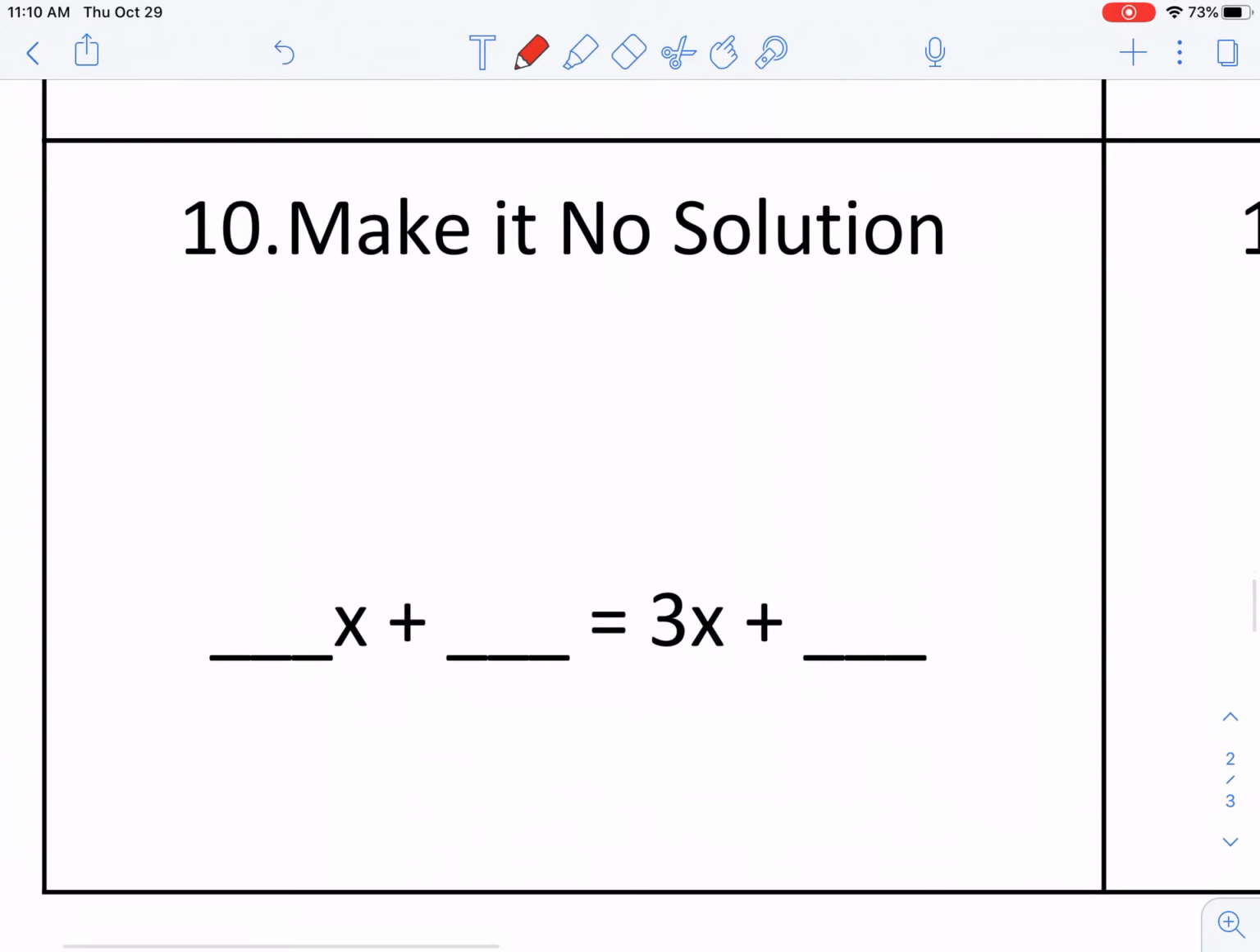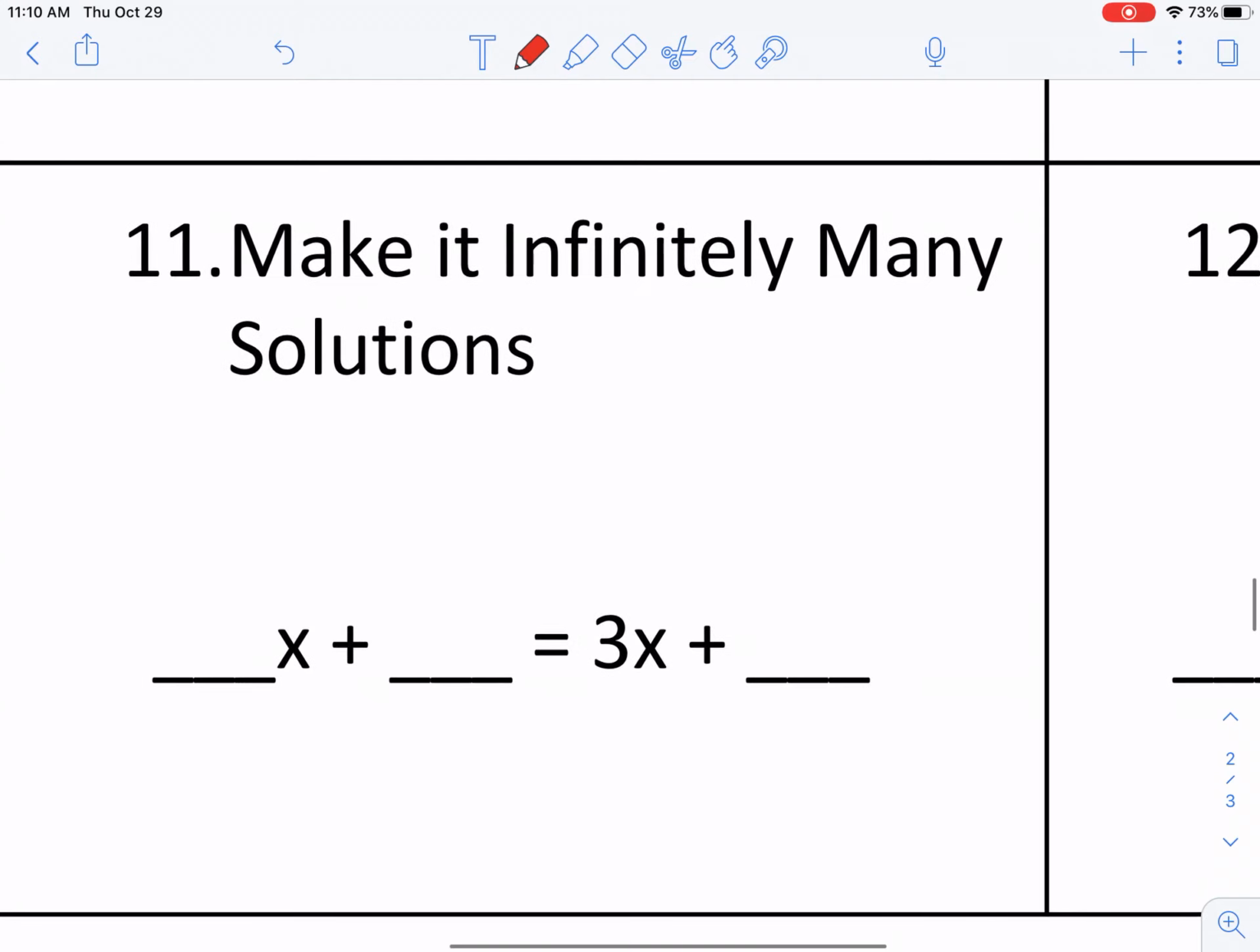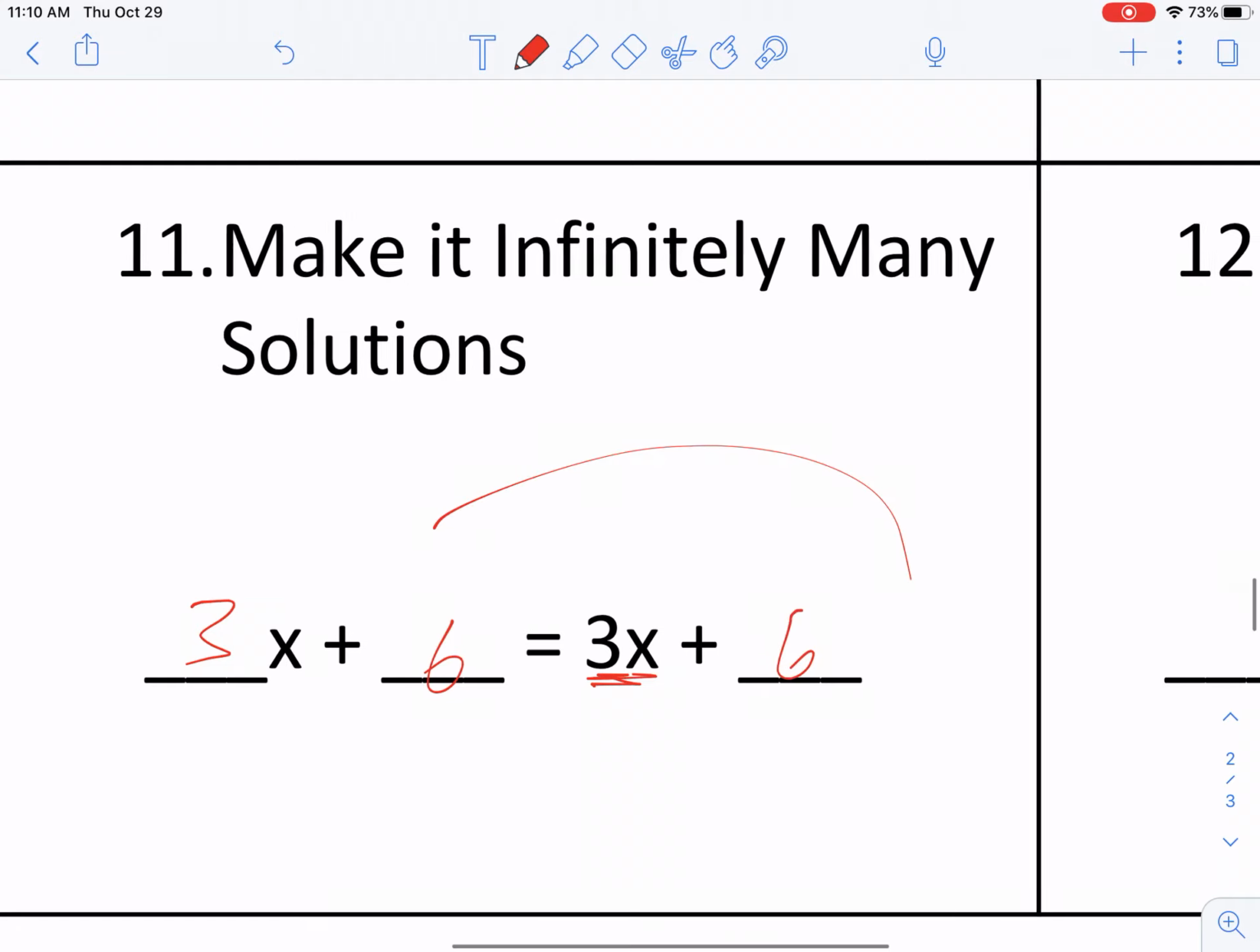To make something no solution, it has to have the same variable. So this has to be 3, and then these two numbers have to be different. So we'll put 6, and then we'll put 7. To make something infinitely many solutions, this has to be the same, so we'll put 3x. These two numbers now have to be the same as well, so we'll put 6 and 6.